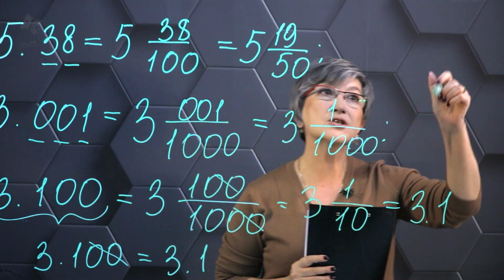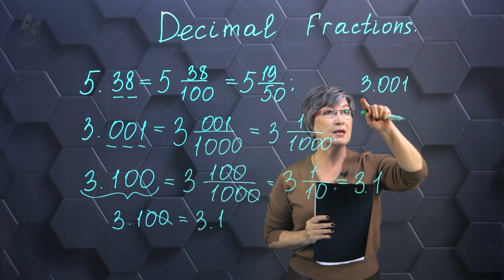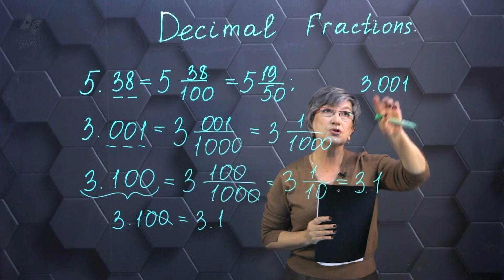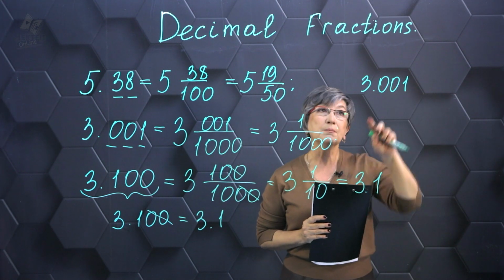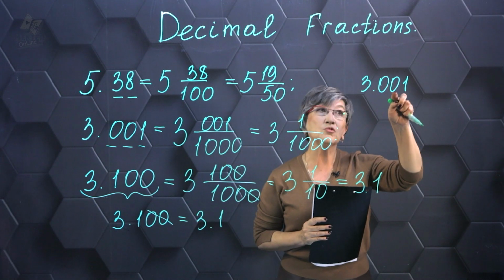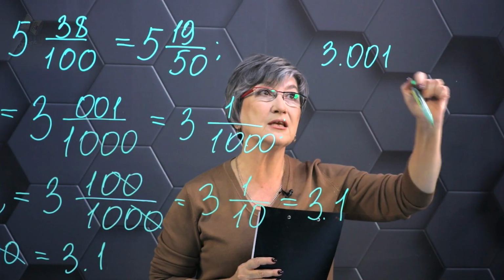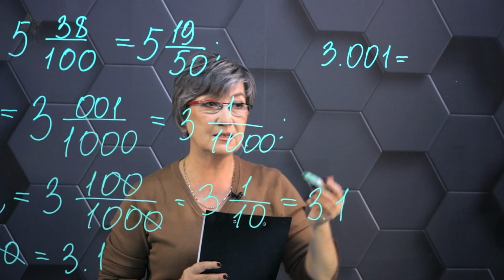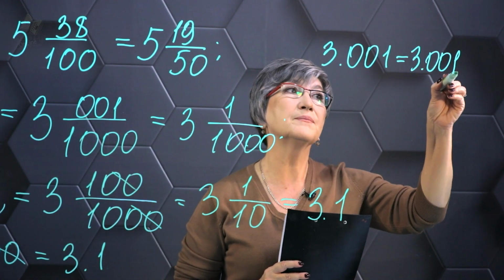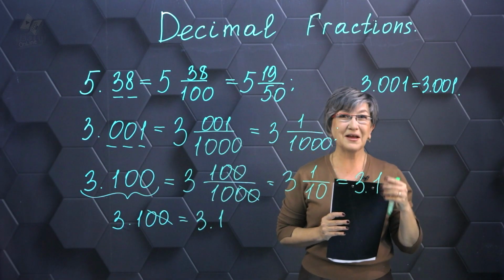But in the case of our second example, 3.001, in this decimal notation, we can by no means remove the zeros because they stand before the 1. We can only remove the zeros that come after the number, that is the last zeros. So 3.001 is only 3.001. Please memorize this rule and apply it correctly.